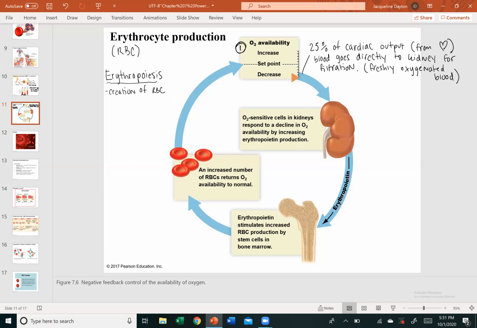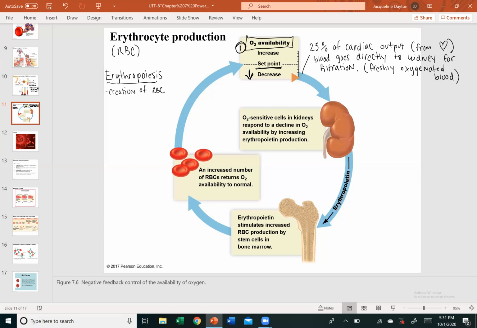So let's start at number 1, oxygen availability. Whether this is because there's not enough oxygen in the atmosphere or you don't have enough red blood cells to carry that oxygen, if the oxygen availability goes below your set point or normal, okay? So if this drops or decreases, that lowered oxygen concentration in your blood is going to be detected by the kidneys, because remember, a good percentage of it is going directly to the kidneys.